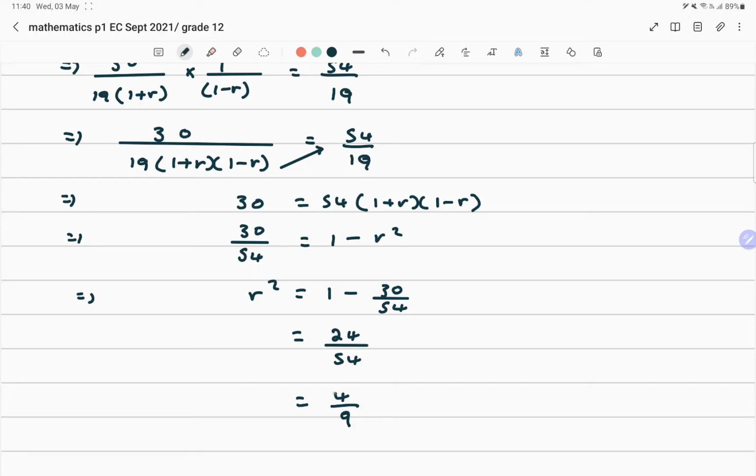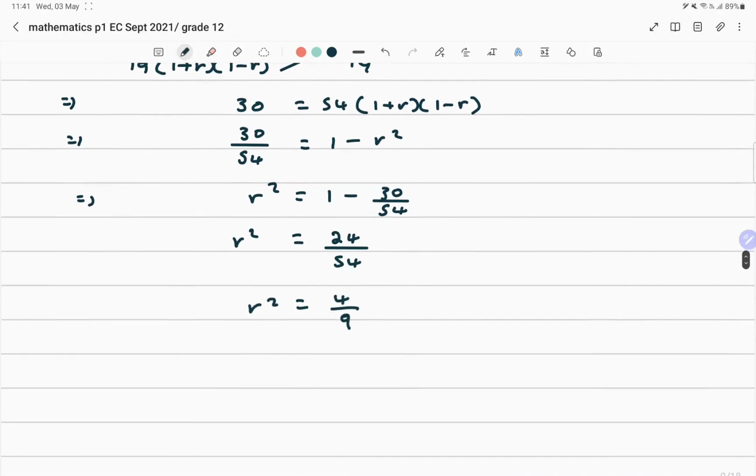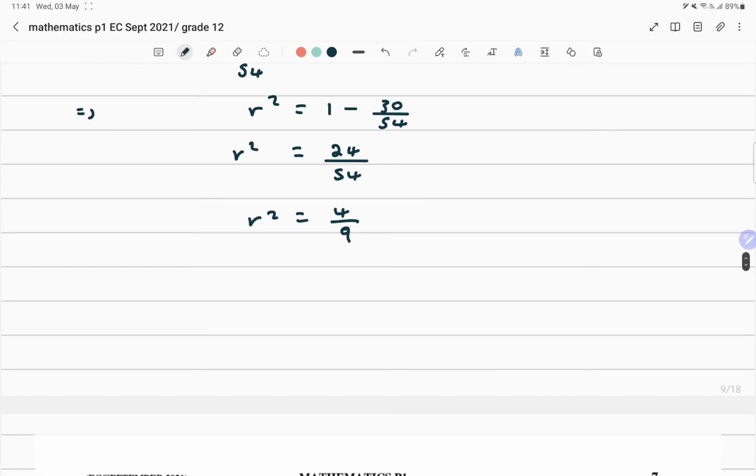Wait a minute, what goes 4 times into 24? Is it 6? Yes, 6 goes 4 times. 6 into 54 goes 9 times. Yeah. And then, look, this is r squared. Okay, I don't know why I had to take so long to do this, but yeah, I did anyway.